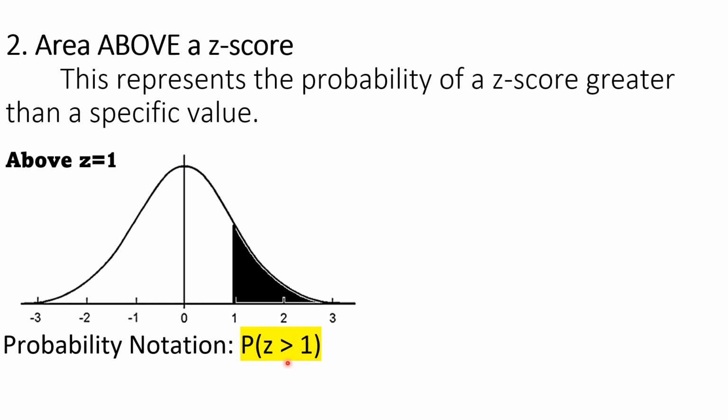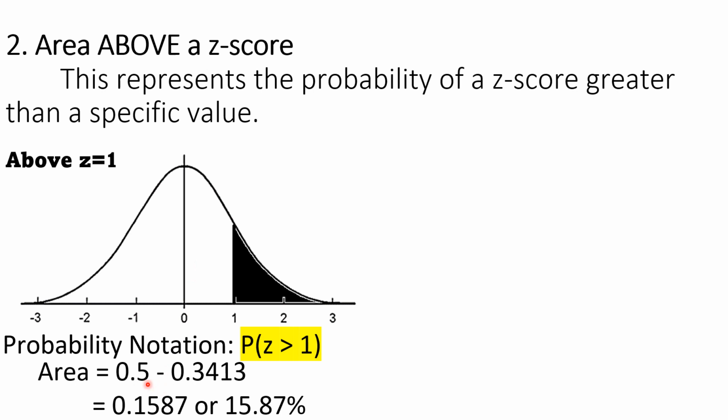Now for the area, does it touch the mean? Of course, it does not touch the mean. Therefore, do you add or subtract? Of course, you will subtract. So 0.5 minus the area of 1, by looking at the Z table, you will get 0.3413. Therefore, that is equal to 0.1587, or in percent, that is 15.87%.